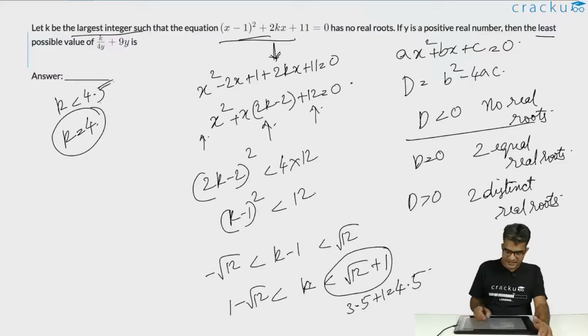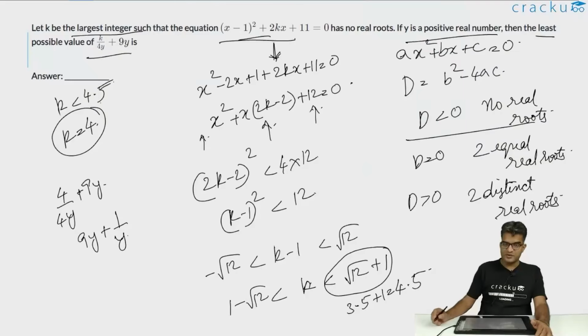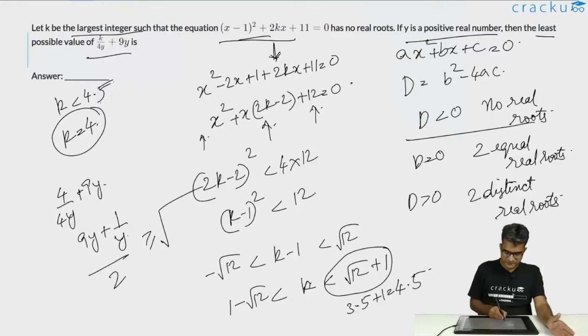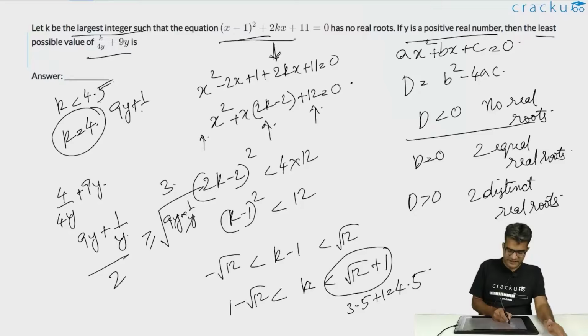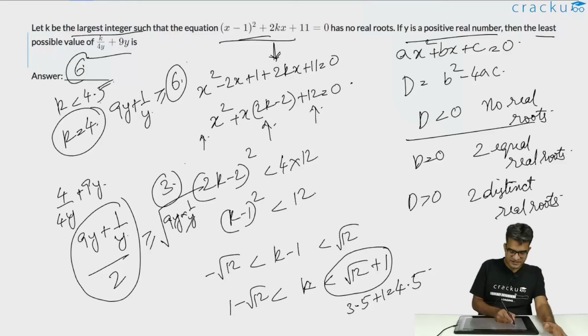We are required to calculate the least possible value of k by 4y plus 9y, which is equal to 4 divided by 4y plus 9y. Or we are required to calculate the least possible value of 9y plus 1 by y, where y is a positive real number. We will apply the arithmetic mean is greater than or equal to geometric mean. So this divided by 2 is greater than or equal to square root of 9y into 1 by y, which is square root of 9, which is 3. So 9y plus 1 by y divided by 2 is greater than or equal to 3. So 9y plus 1 by y is greater than or equal to 6. So the least possible value of this expression is 6.